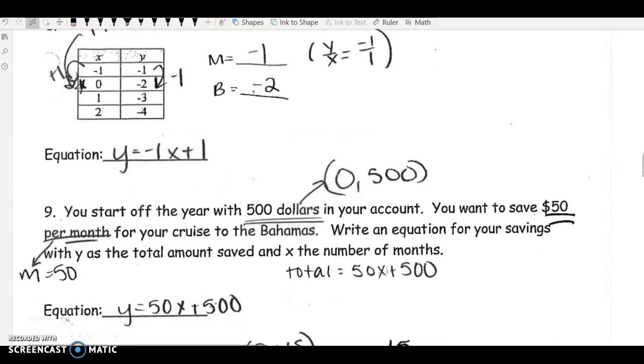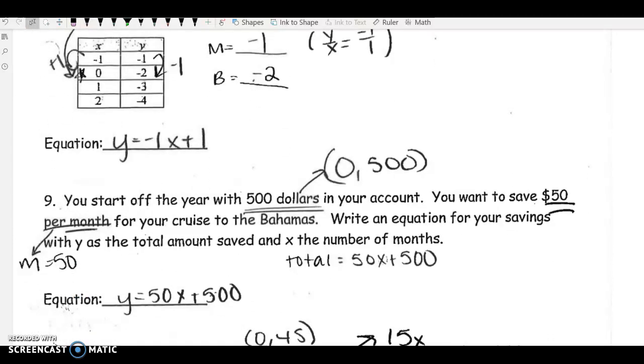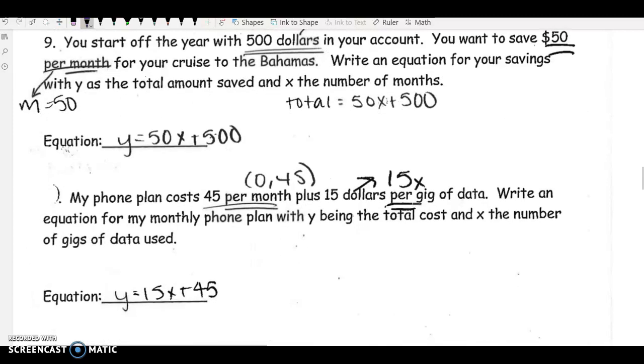Okay. Number 9 says you start off the year with $500 in your account. You want to save $50 per month for your cruise to the Bahamas. Write an equation for your savings with y's total amount saved and x the total number of months. So you should get y equals 50x plus 500. And the reason why is because I know $500 is what you started with. That's your starting point on your y-axis, right? And then it says $50 per month, which means something's being multiplied there. That per is a key sign of, hey, this is going to be my slope. So I got y equals 50x plus 500.